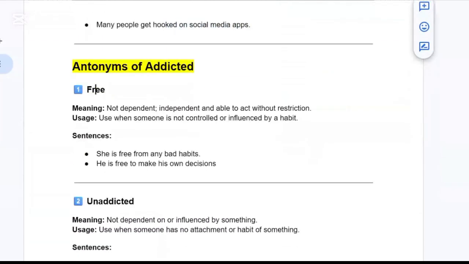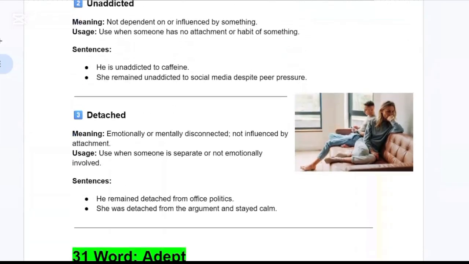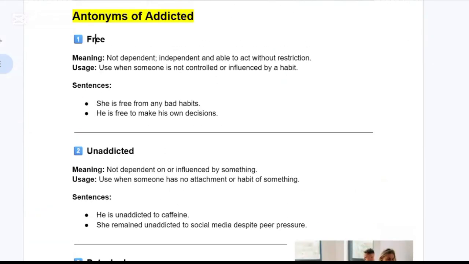Antonyms of addicted: free, unaddicted, or detached. Free: not dependent, independent, and able to act without restriction. When someone is not controlled or influenced by a habit, we can use it. For example, she is free from any bad habits. He is free to make his own decisions.